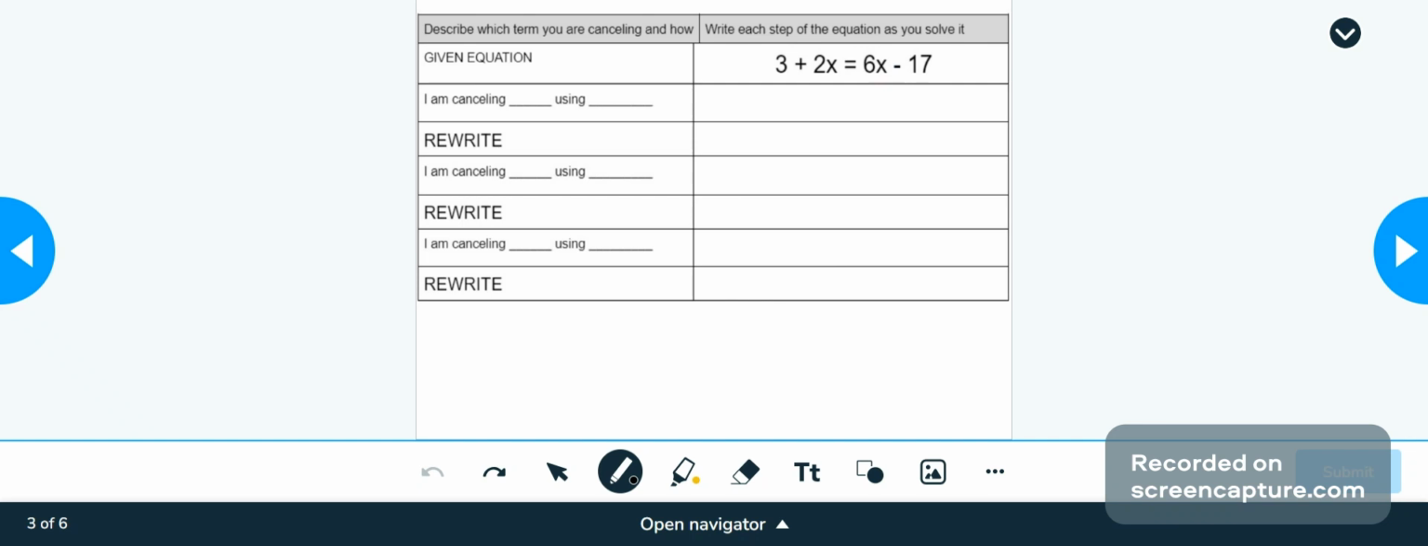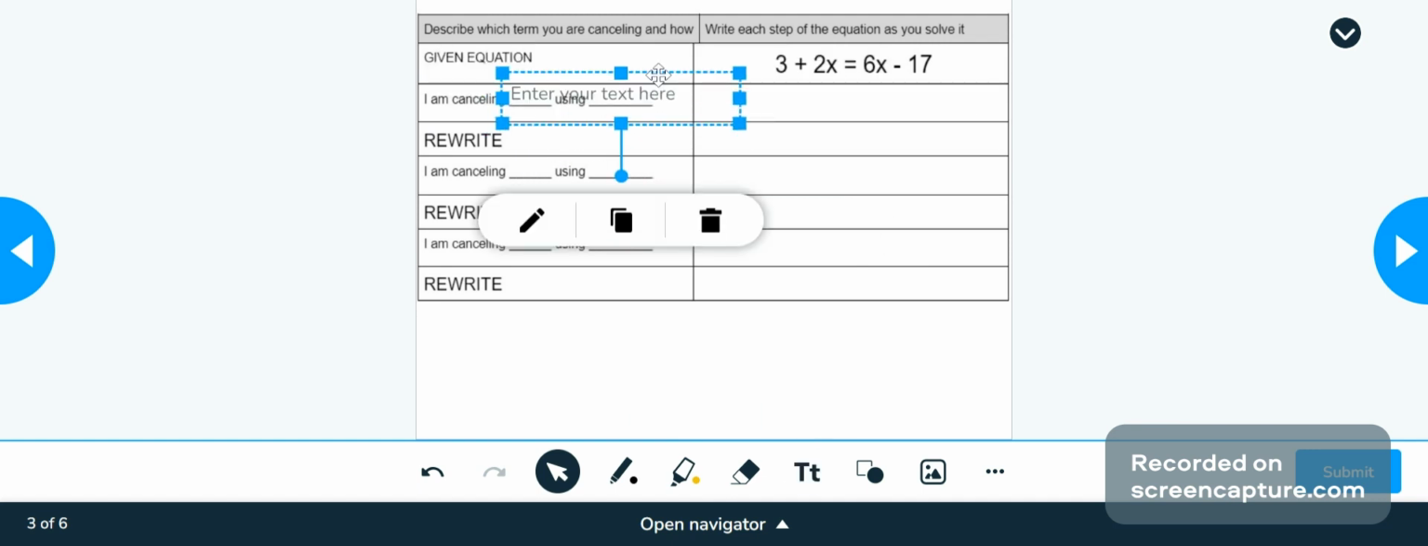I get to skip that step, and all I have to do now is start looking at moving my x from one side of the equal sign to the other. And once again, the easiest one to move is the one that is smaller. And when I look at these two, 2x and 6x, I know that 2x is smaller. That's what I'm canceling. I cancel the 2x since it's positive. I'm using subtraction to make it go away. Okay. Cancel 2x using subtraction.